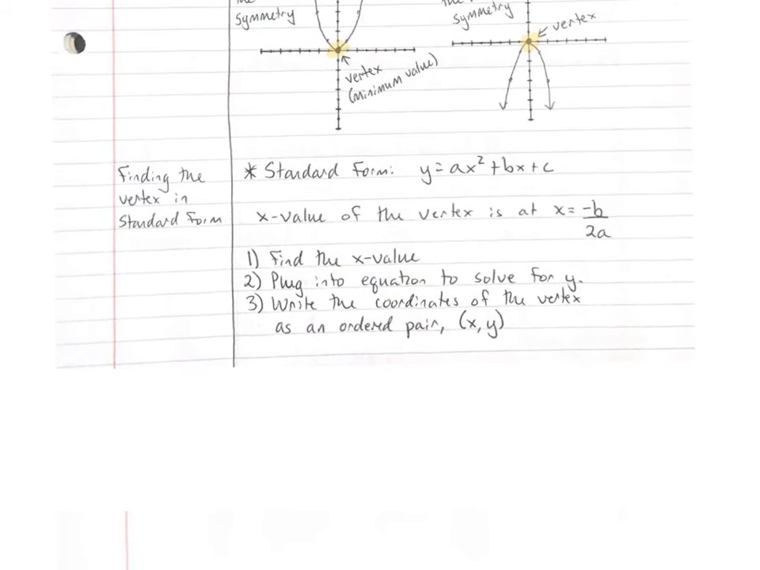How do we find the vertex? The first option is if our equation is in standard form. Standard form of an equation is y equals ax squared plus bx plus c. This isn't the most useful form, but it does tell you some nice things. For example, the c value tells you where it crosses your y-axis. It's your y-intercept. Otherwise, I'm not a huge fan of standard form, but you've got to learn how to use it.